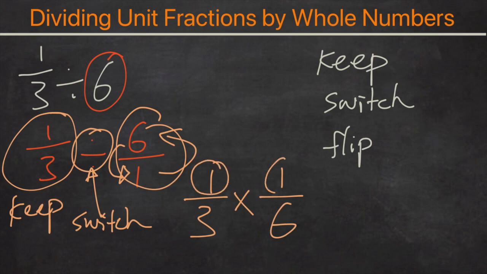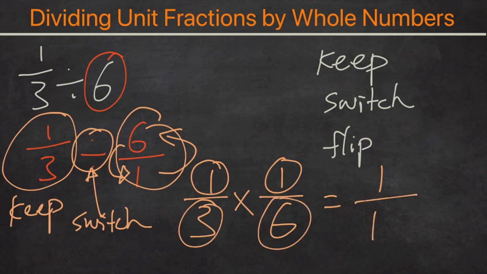Now we just need to multiply across. 1 times 1 is 1. 3 times 6 is 18. So our answer is 1/18.